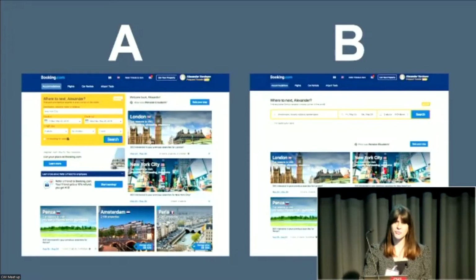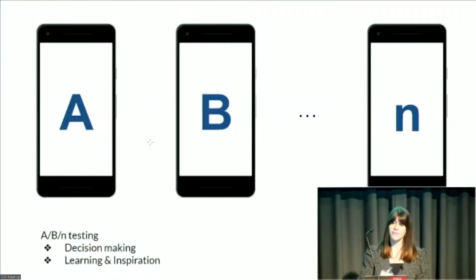In reality, it doesn't have to be just one alternative version. We might have multiple alternative versions competing against the control. And in that case, we would call this an A/B/N testing. In Booking, we would use it in two ways. One way would be for decision making. So we want to find what is the best variant so that we can deploy it in production.